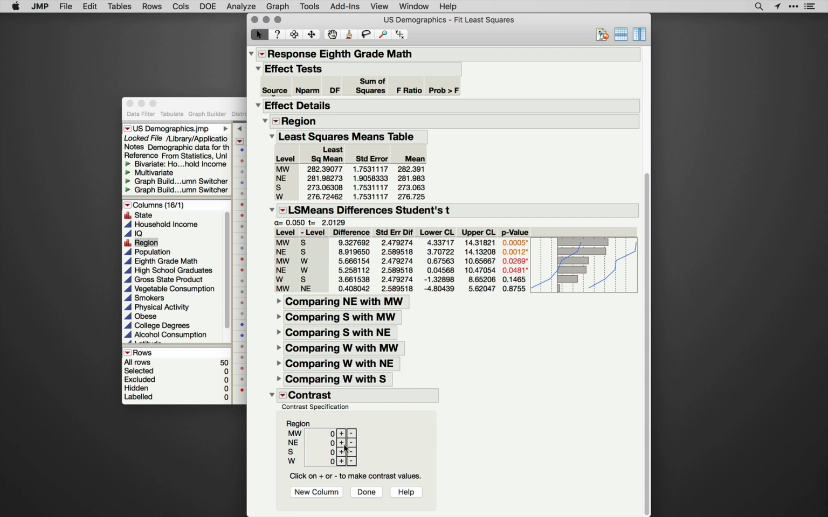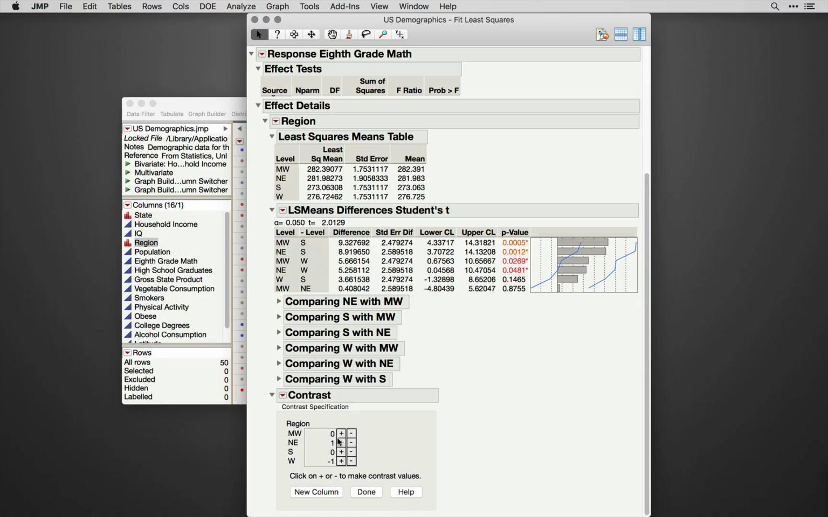So I'll just do one for you right here. I'll click Northeast as positive and West as negative. So the sum of the weights is 0. That is, they balance out on the left and the right. And the other rule is that the sum of the absolute value of the weights, so if we ignore the negative and positive sign, is 2.